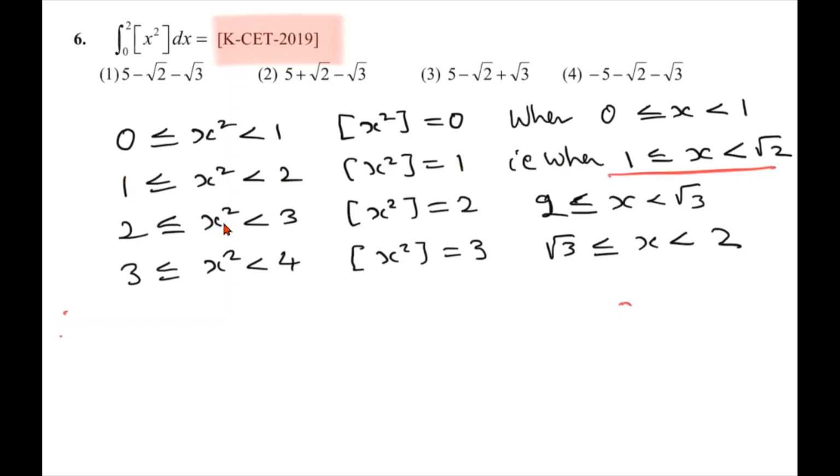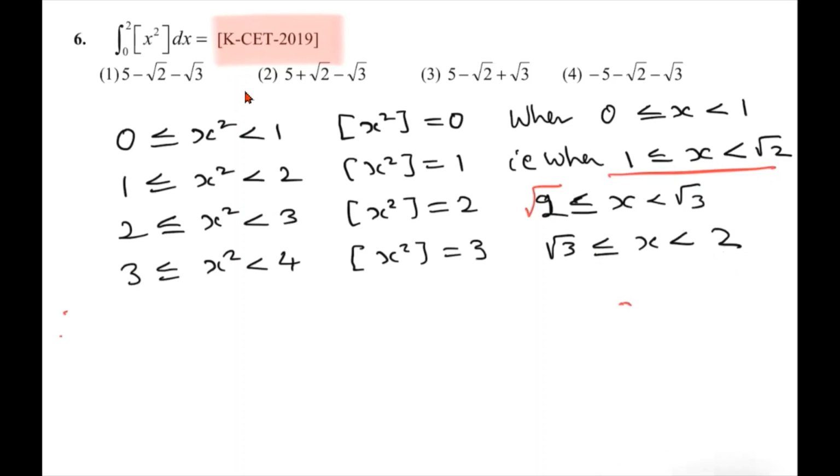Now 2 ≤ x square < 3, bracket x square is 2. So this happens when x lies between, just take the square roots, root 2 ≤ x < root 3. Now, when x square lies between 3 and 4, that is 3 ≤ x square < 4, bracket x square is 3. Take the square root: root 3 and square root of 4 is 2.